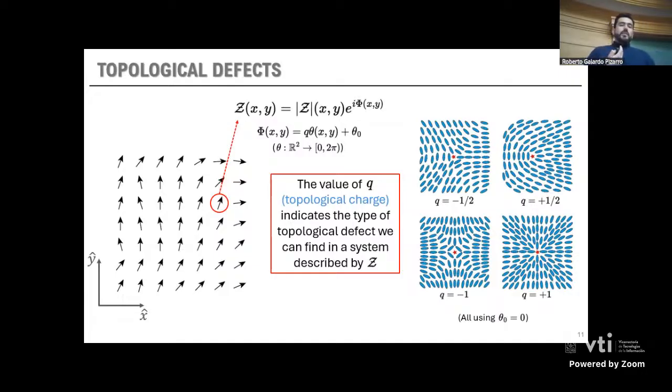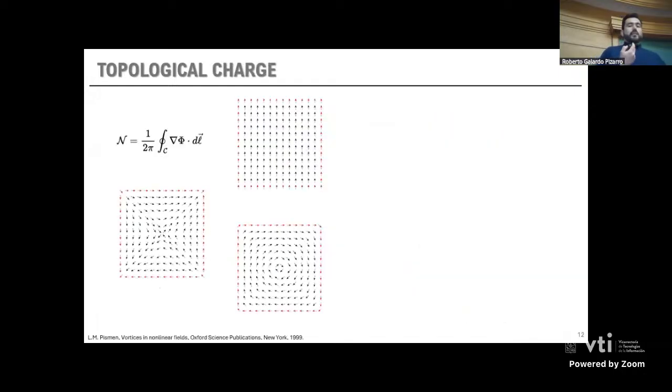Well, this topological charge can also be defined using this closed integral, which accounts for the difference in orientation of this order parameter around a closed loop. And the idea is that if we use a loop that encloses a topological charge, the result of this calculation will be a number that is directly correlated with this value Q I showed you before.